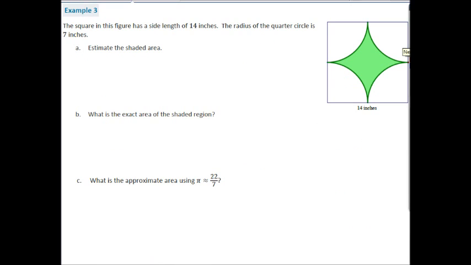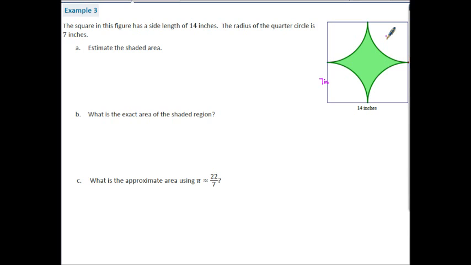And this one is actually not that difficult. This doesn't have that many steps to it. So this one says the square in the figure has a side length of 14 inches. The radius of the quarter circle is 7 inches. So you know that this side here to here is 7 inches. So in this figure, it says it's a quarter circle. Now notice this here is a quarter circle, but there are 4 of them. So really in this figure, there's one whole circle.